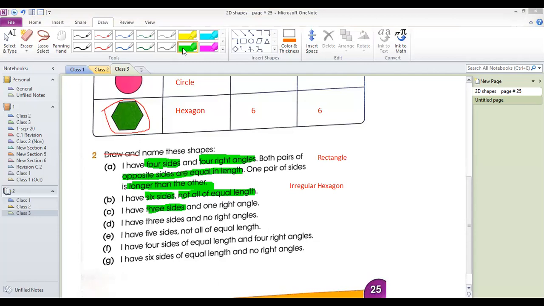Now there is one more clue for you. I have three sides and also one right angle. I have three sides and also one right angle. So guys, you have to tell me which shape that is. Very good, Ahmad Jibrail. Okay guys, answer me in the chat box.